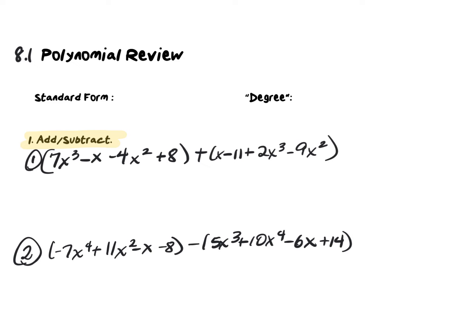All right, in 8.1, we're going to start a polynomial review. So first I want to kind of revisit some vocabulary you may or may not know. Standard form means that the exponents go downhill.